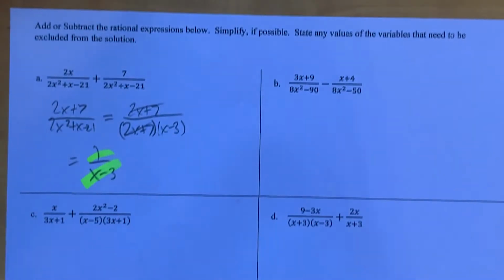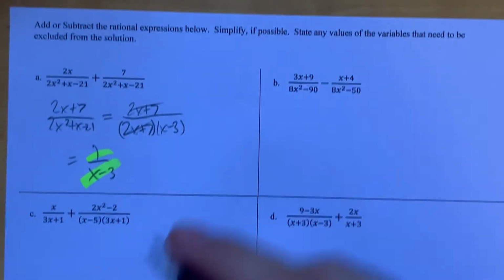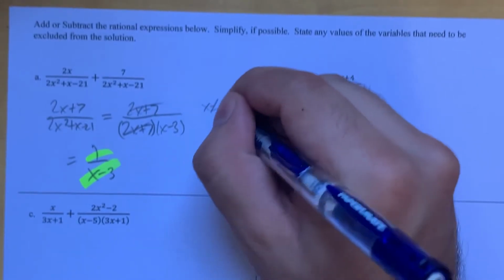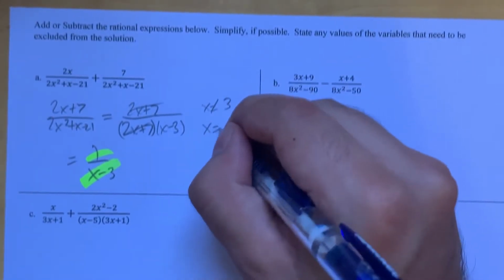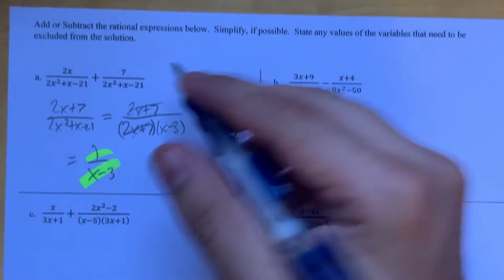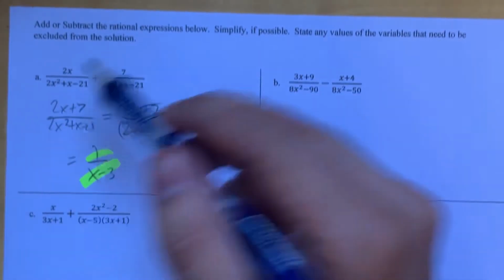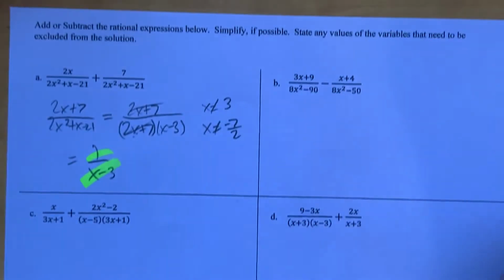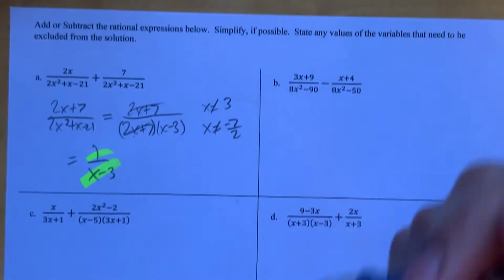Now, we have to state our exclusions. X cannot equal 3, and x cannot equal -7 over 2, because we're looking at the denominator. We would look at the original, but they're both the same denominator. My bad. Why did I say numerator? I meant denominator. You guys know what I mean.